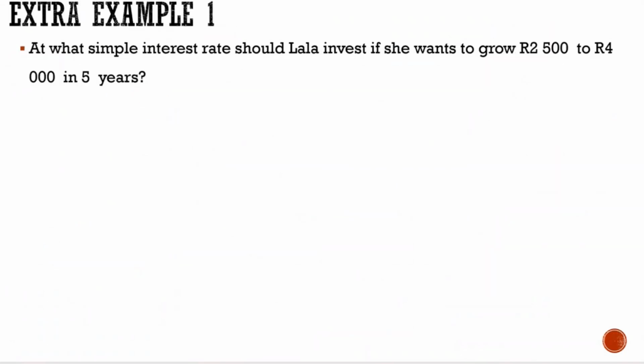The example is saying, at what simple interest rate should Lala invest if she wants to grow 2,500 to 4,000 in 5 years? So remember we said the reason why we are doing these things, we've got a formula of simple interest, which is equal to P into 1 plus RT. Okay, so now we are calculating for each and every one. We are calculating for P, or we are calculating S, or we are calculating R, or we are calculating T. Right now, we are looking for R.